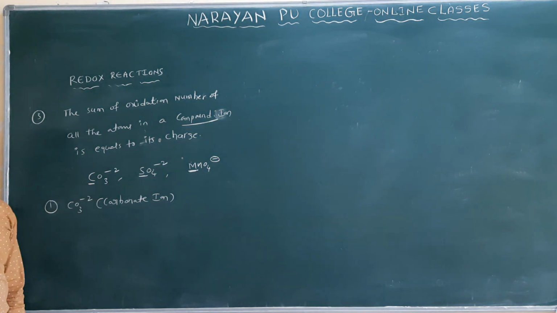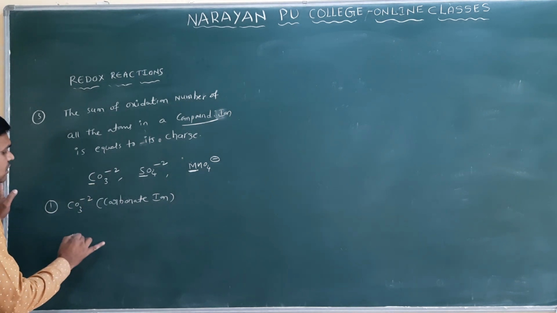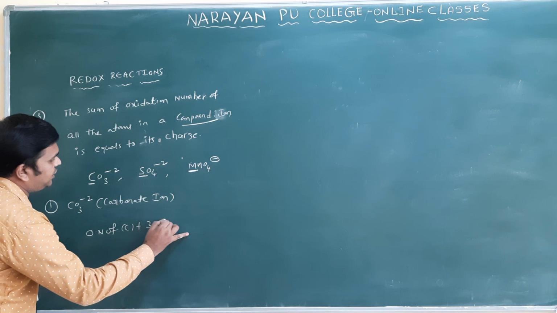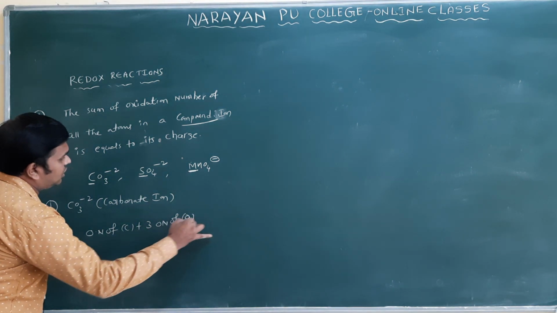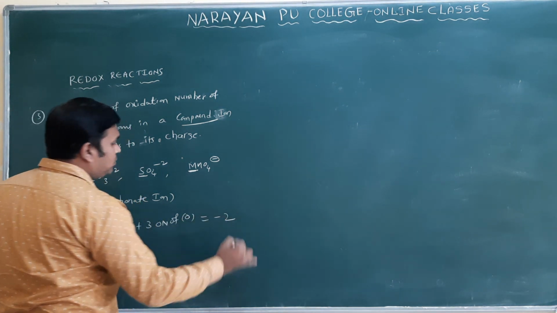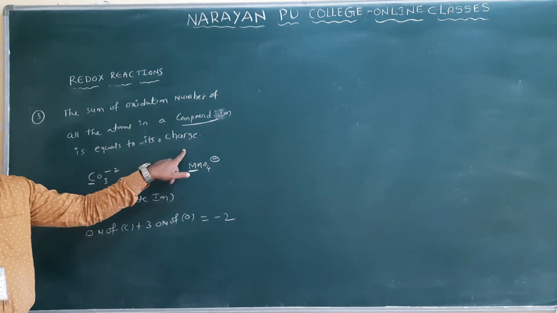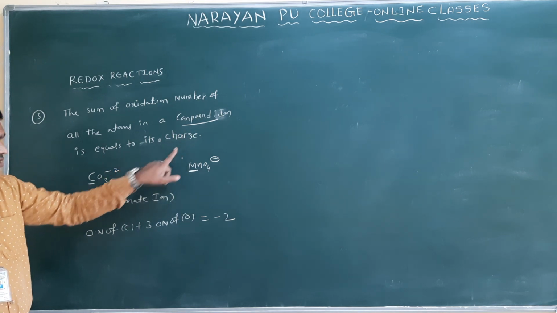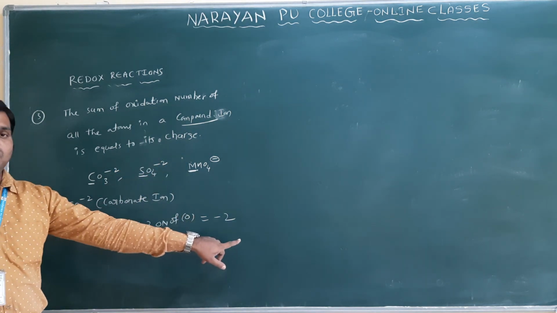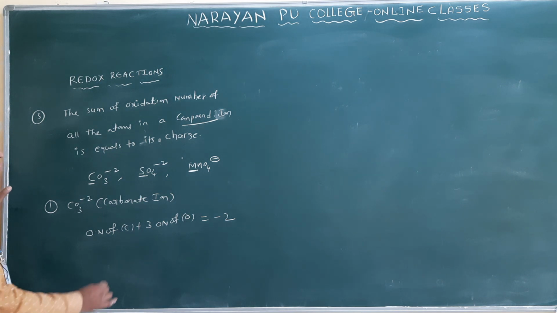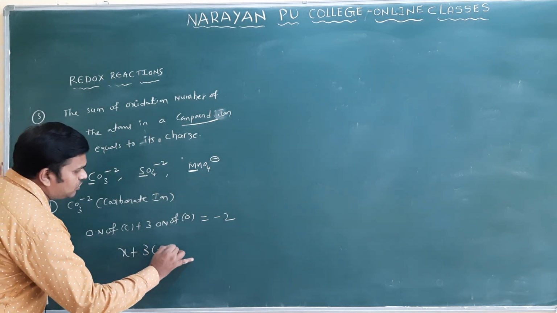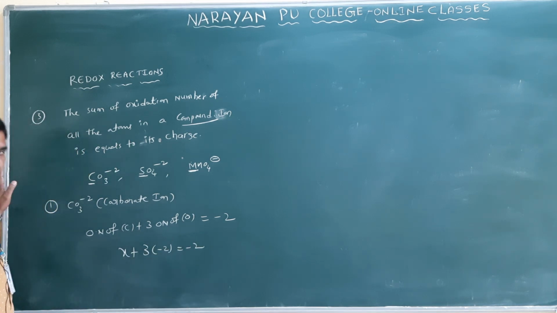What is the element oxidation number you have to find out? Carbon oxidation number. What is the rule here? I will write here: oxidation number of carbon plus 3 into oxidation number of oxygen is equal to minus 2 only. What is this? The sum of oxidation number of all the elements in a compound ion is equal to what? Charge. What is the charge of the compound here? Minus 2 only. So oxidation number of carbon, I take this as x, plus 3 into minus 2 is equal to what? Minus 2.